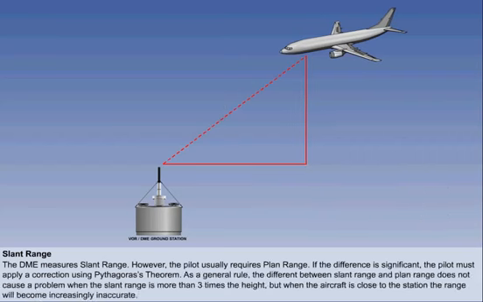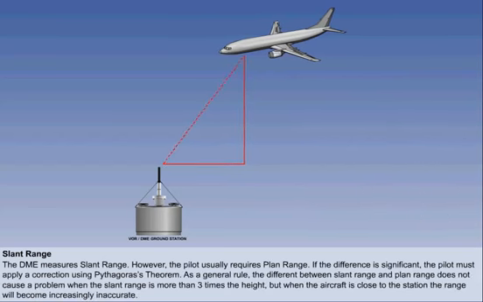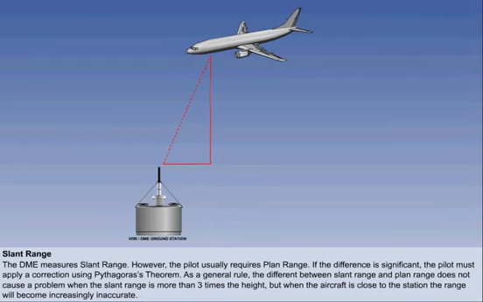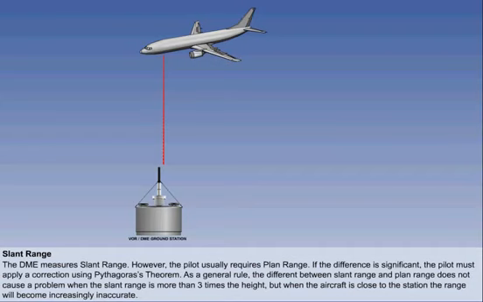As a general rule, the difference between slant range and plan range does not cause a problem when the slant range is more than 3 times the height. But when the aircraft is close to the station, the range will become increasingly inaccurate. The ultimate case is the overhead. The aircraft is at 0 horizontal distance, but the DME will give the height as the range.